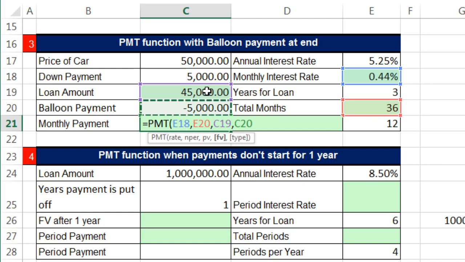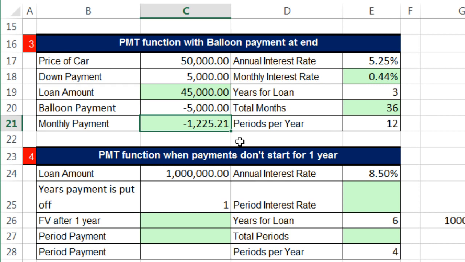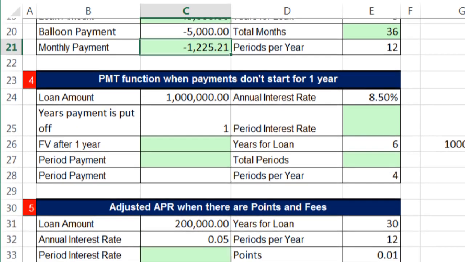When we borrowed the money, this $45,000 was coming into our wallet, even though it immediately went out. At the end, we're paying $5,000 to the bank, so that's why we put it as a minus. The last argument, the default is end of the period, and that's what type of loan this is. Control Enter. And there's our minus $1,225.21. It's minus because each month, that's how much we're paying. Wow, that's a lot of money just for that $50,000 car. Now let's go look at our next example.